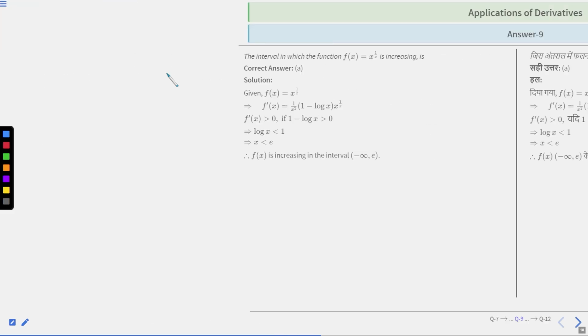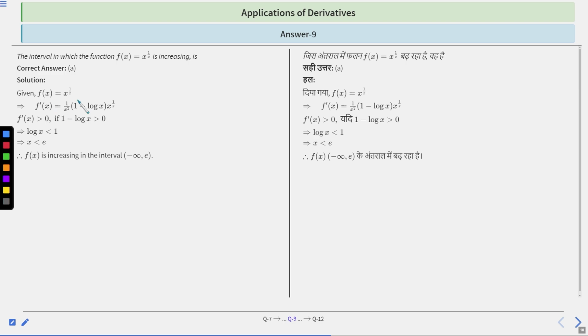Okay, let's move to the solution part C. Given f(x) is equal to x to the power 1 by x. So f dash x can be calculated. You can calculate f dash x by taking log on both sides, right? Log f(x) is equal to 1 by x log x. Clear? Now you can apply the product rule to apply differentiation.